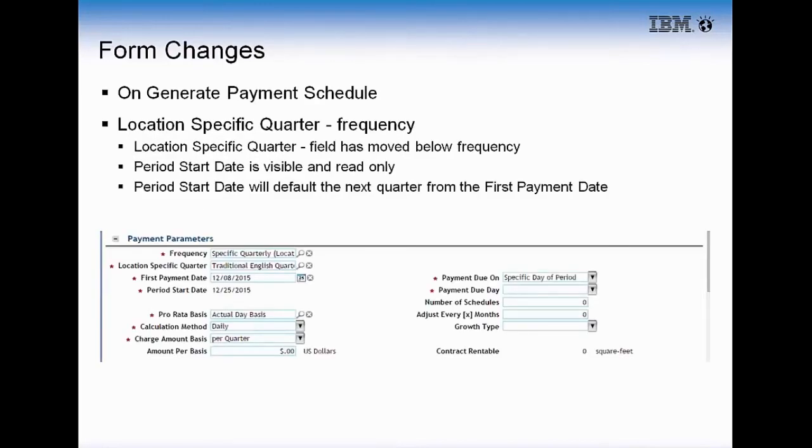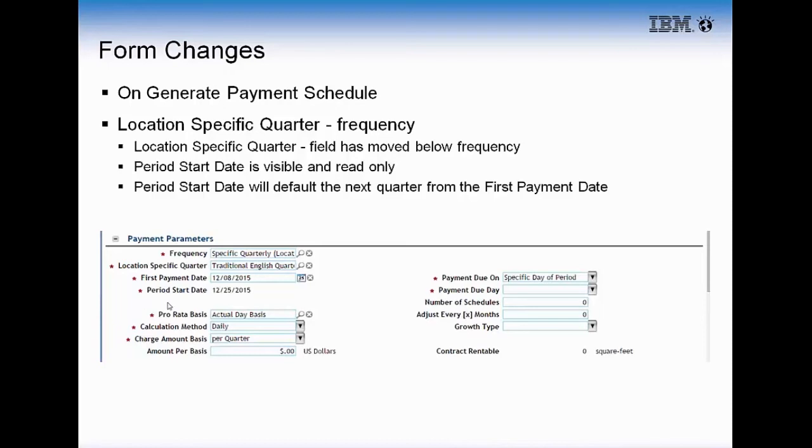So some of the form changes on our Generate Payment Schedule: we needed the location-specific quarter frequency to have a field, to move one of the location-specific quarter fields up next to frequency, as you can see in the screenshot. And for location-specific quarter, we have traditional and English. If you're not aware of these special quarters, they're not the same quarters as our normal quarters. English quarter and Scottish quarters fall on different dates.